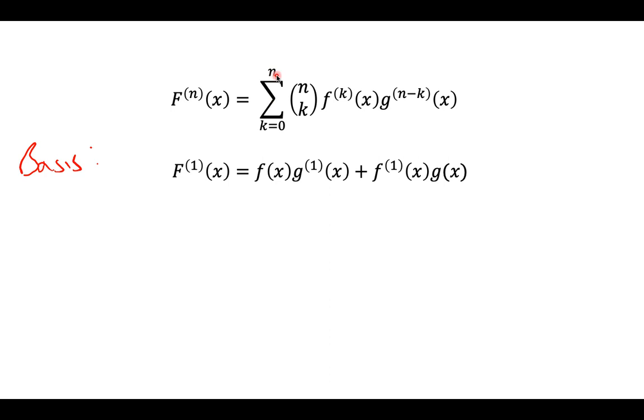And now when we put k is 1, 1 choose 1 is still 1. And then we're going to have the first derivative of f. Then here it's going to be 1 minus 1, which is 0, so it's the 0 derivative, which is just g of x. And this we can verify is true because that's just the product rule, which we can assume. So it's true when n equals 1. So we have our basis.